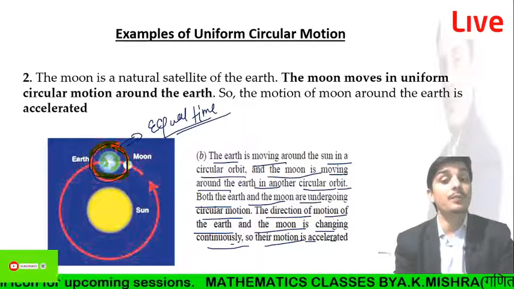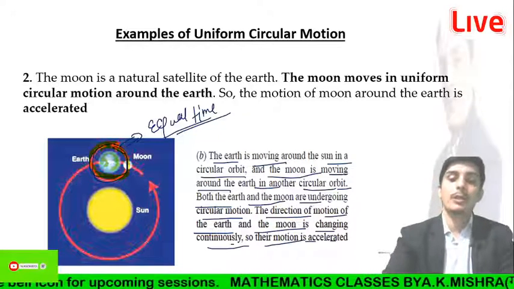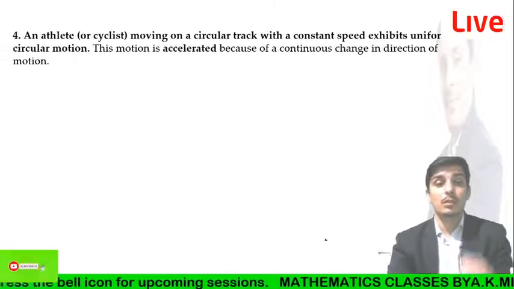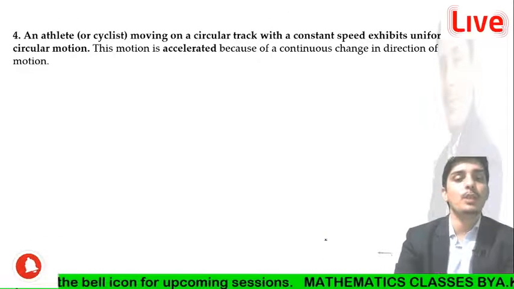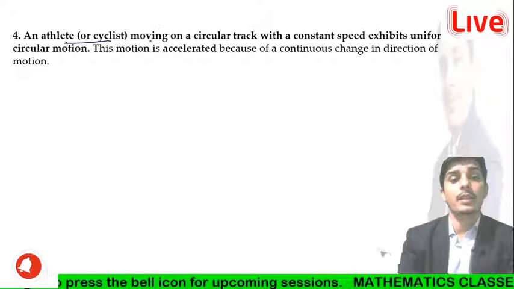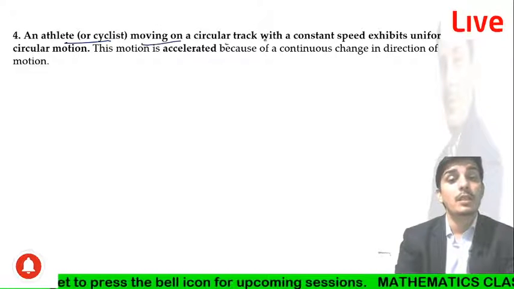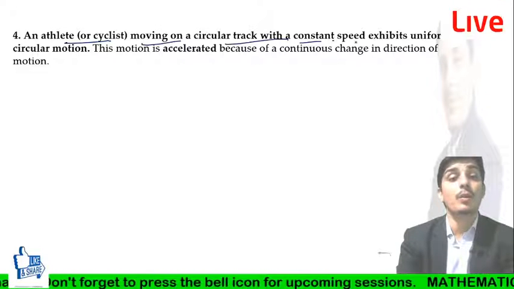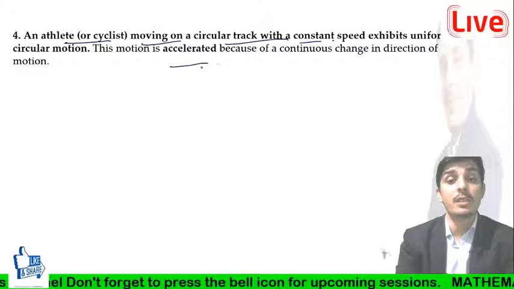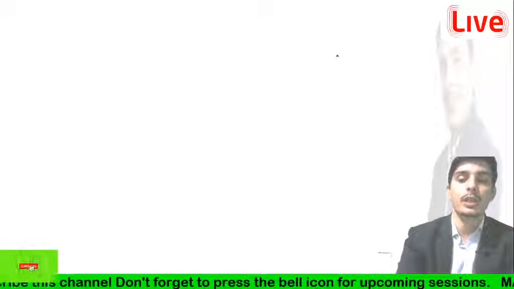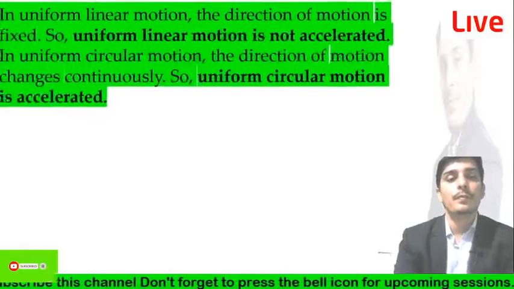So this is very simple. Now I am going to take another example also, guys. You can take an athlete or a cyclist moving on a circular track with a constant speed. This exhibits uniform circular motion, because the motion is accelerated due to the continuous change in the direction of motion, guys, right?